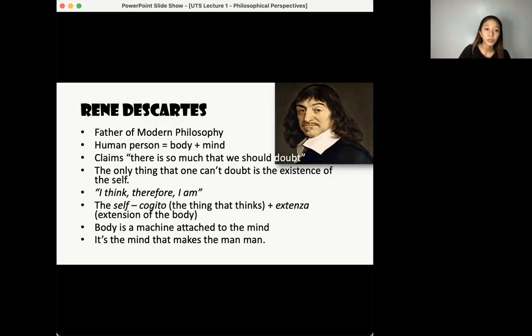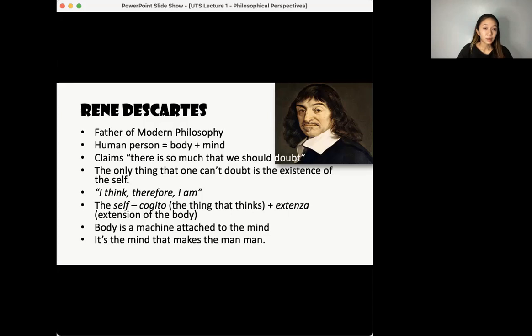He claims that there is so much that we should doubt, and the only thing that one can't doubt is the existence of the self. So doubt everything: your girlfriend, your boyfriend, your spouse, your neighbor, your dog, your classmate, your teacher. But he says, never doubt your self. Even your situation, doubt it. Whatever situation you are in, doubt. But remember, never doubt yourself, because only yourself can help you. No one else. Class? That comes from a philosopher, okay? Fighting. He is well known for his phrase, I think, therefore I am.